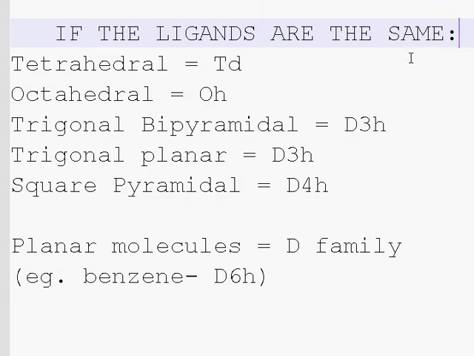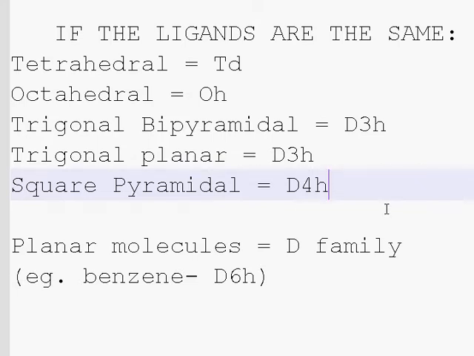But first, I know I mentioned last time, and probably the time before that, if it's tetrahedral and it has all the same ligands, it's Td. Octahedral, it's Oh. Trigonal bipyramidal, we could do an example, but it's D3h. Trigonal planar is also D3h, and square pyramidal is C4v. If I left anything out, just let me know.